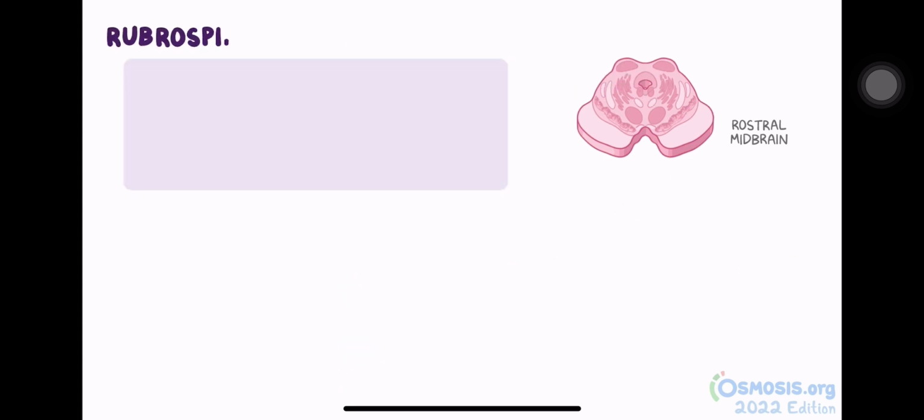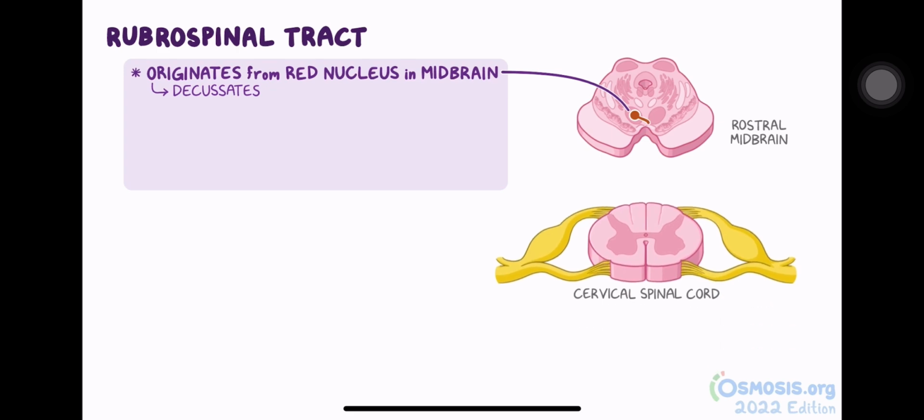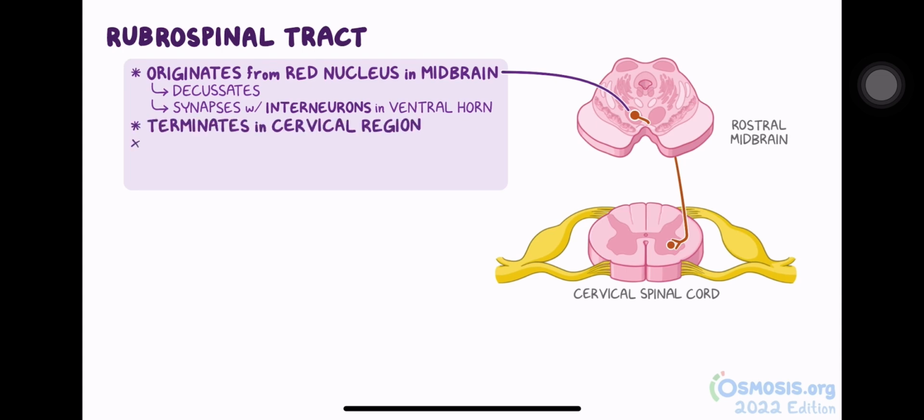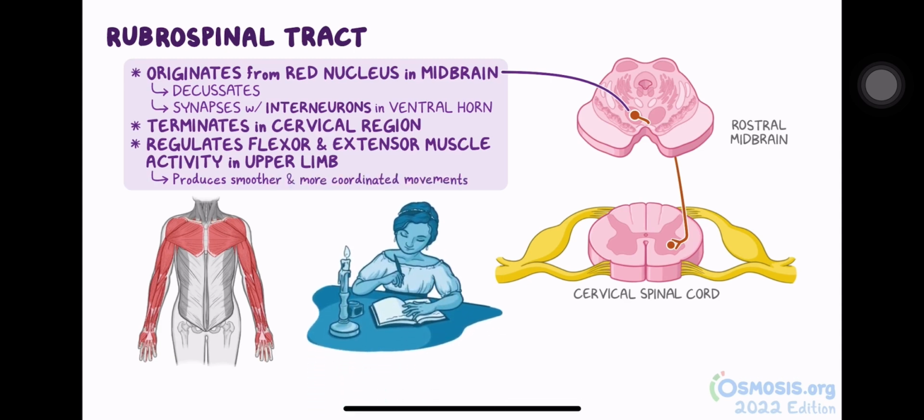Now, the rubrospinal tract originates from the red nucleus located in the midbrain. Axons of this tract cross the midline after leaving the red nucleus and then descend into the lateral column of the spinal cord's white matter and synapse with interneurons in the ventral horn. Like the tectospinal tract, the rubrospinal tract also terminates in the cervical region and regulates flexor and extensor muscle activity in the upper limb, helping to produce smoother and more coordinated movements.